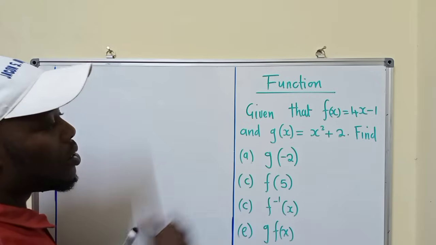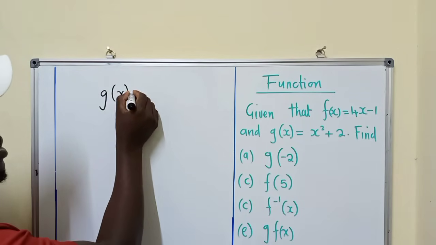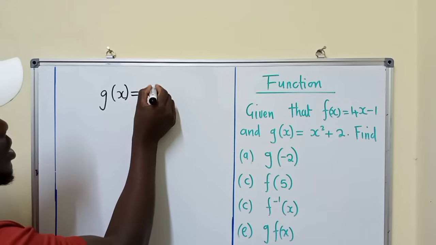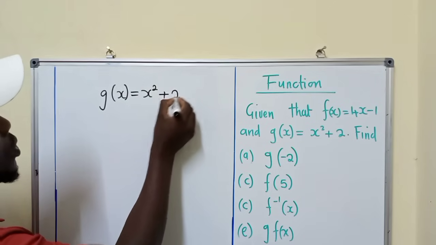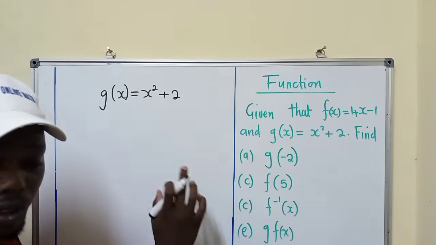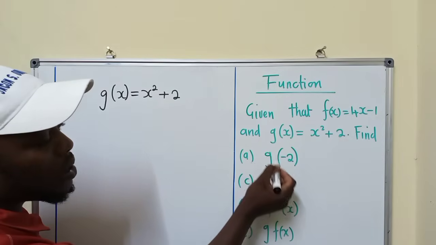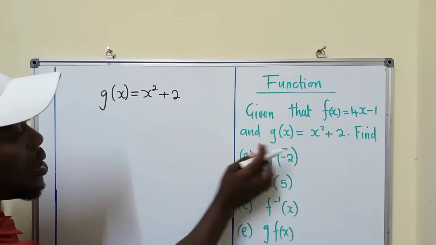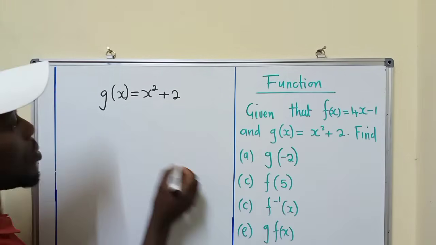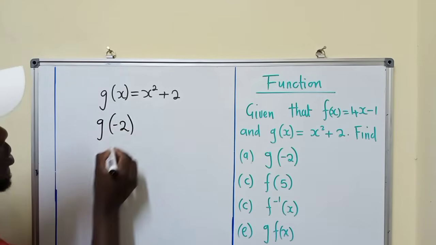So if you see, this is g(x) = x^2 + 2. Once you see the letter in the question that you're asked, check the function that has the same letter. So this is g. So we get this function, not this one. So we are trying to find g(-2).